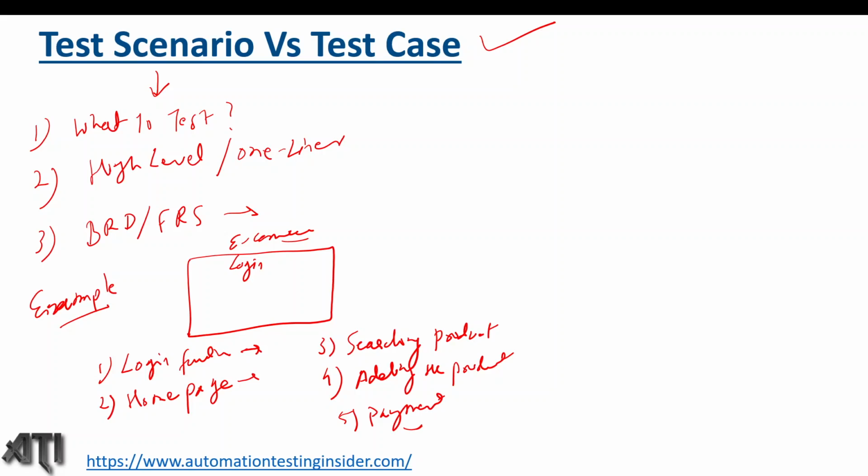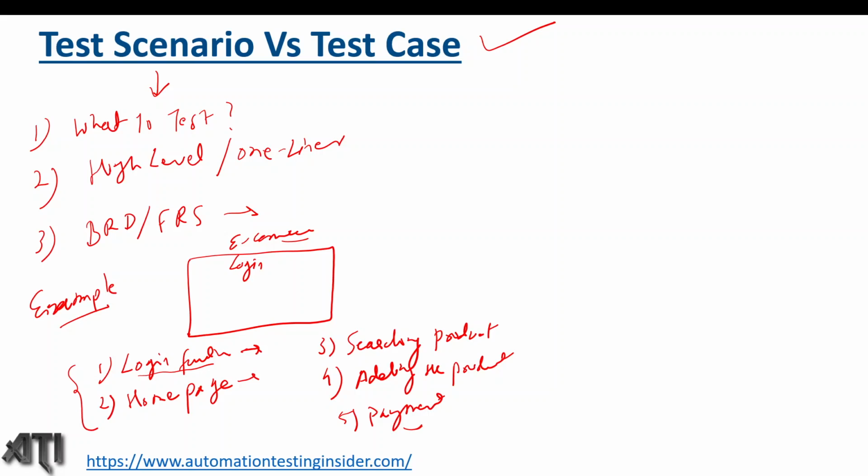So it covers the end-to-end functionality of any application, right? And you can see it has one-liner information on the login functionality. It doesn't contain all the information about the login functionality. So we have only high level information in a test scenario. So these are the different points about the test scenario.